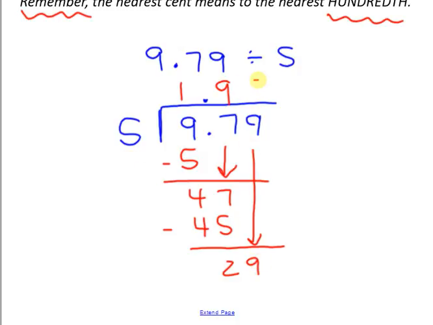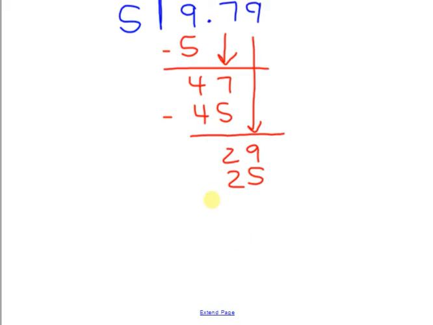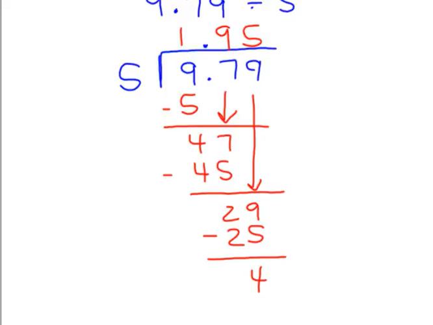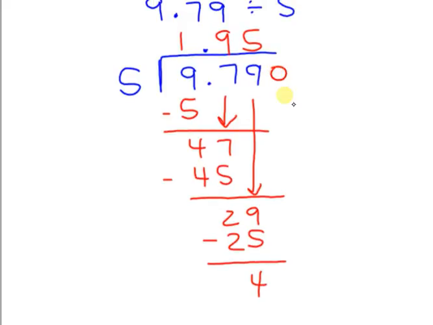5 goes into 29 5 times. 5 times 5 is 25. Subtract. 29 minus 25 is 4. Add a 0, bring it down. 5 goes into 40 8 times. 8 times 5 is 40. Subtract. 40 minus 40 is 0.